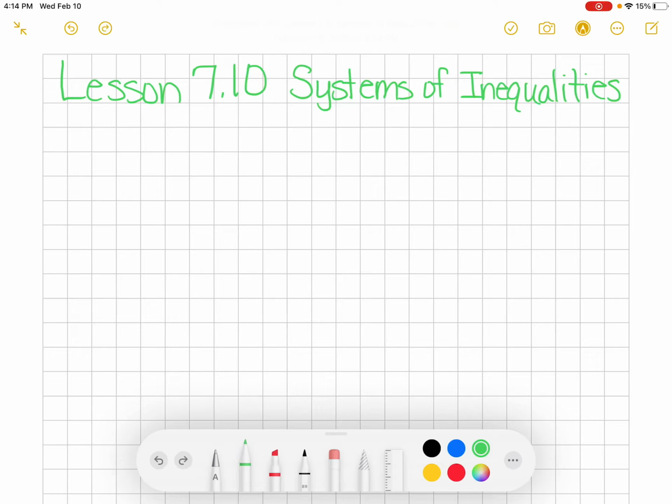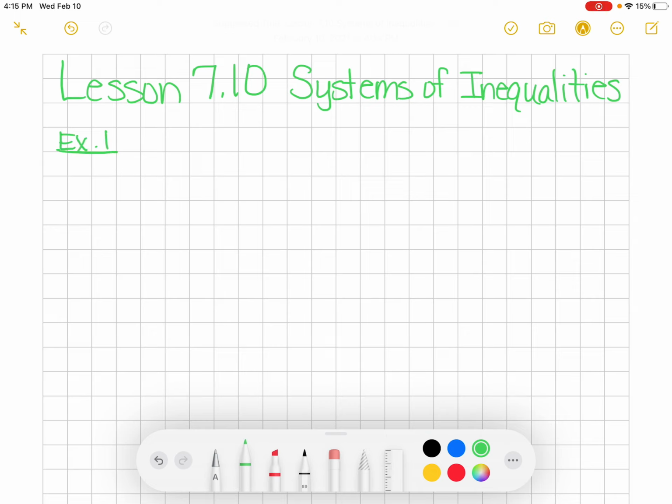Hello students, today we're doing lesson 7.10, Systems of Inequalities. On this one we're going to be graphing inequalities the same way we did before, but instead of having just one inequality, we're going to have two inequalities to graph. So let's go ahead and get started with an example.